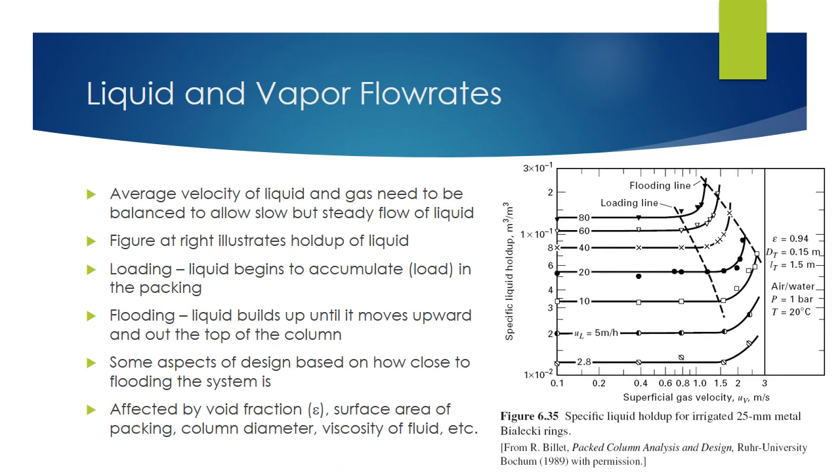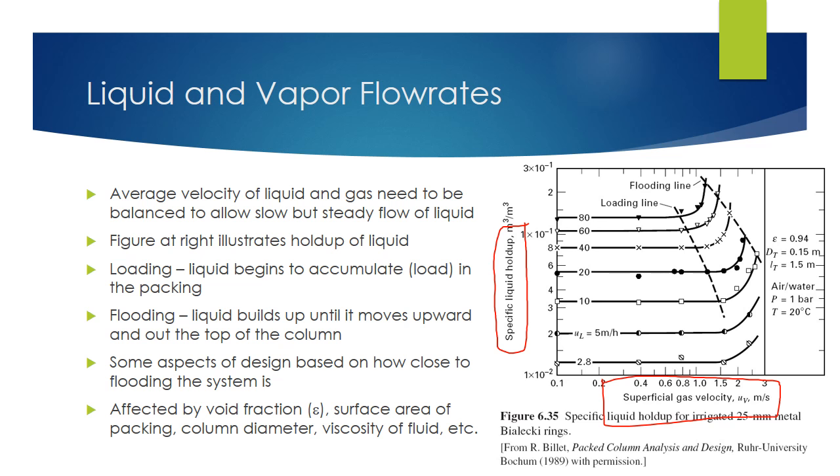So when we design a packed column, we need to balance the flow rate of liquid and gas so that we have a steady flow of liquid down through the column while at the same time getting good contact with the vapor that's flowing up through it. And there's this figure on the right that illustrates the amount of liquid held up in a column, and this is in units of volume per volume, so cubic meters per cubic meter, as a function of the superficial gas velocity. And that is the volumetric flow rate of gas through the column divided by the cross-sectional area. So it has units of velocity, but it represents the average rate at which vapor is flowing through the column.